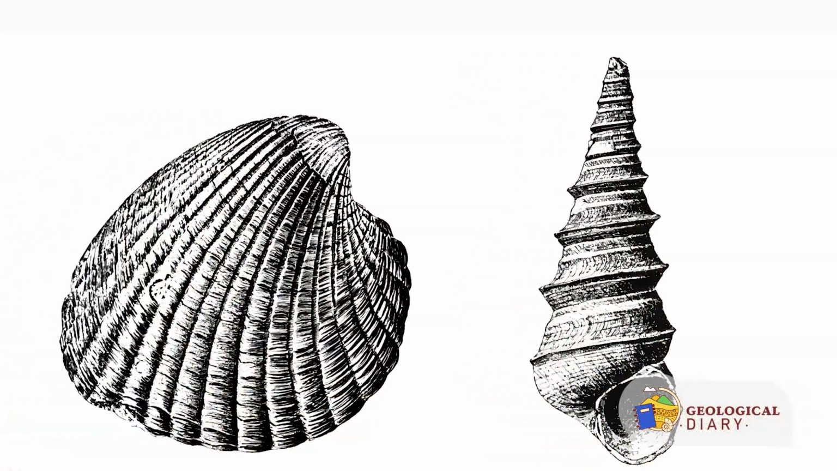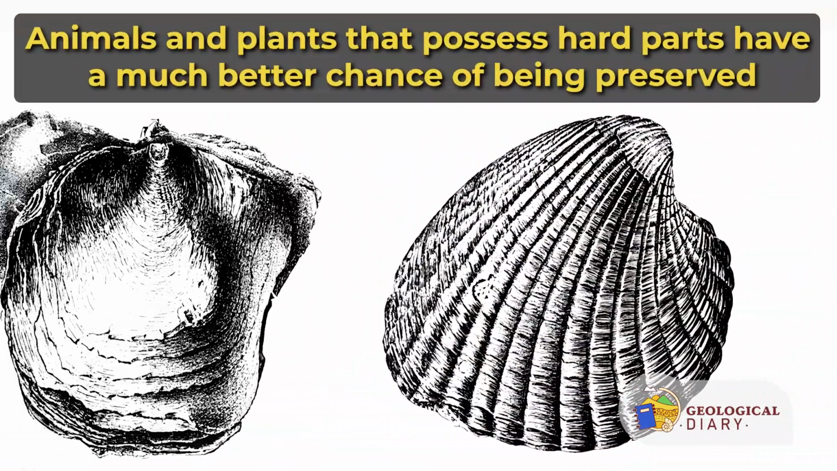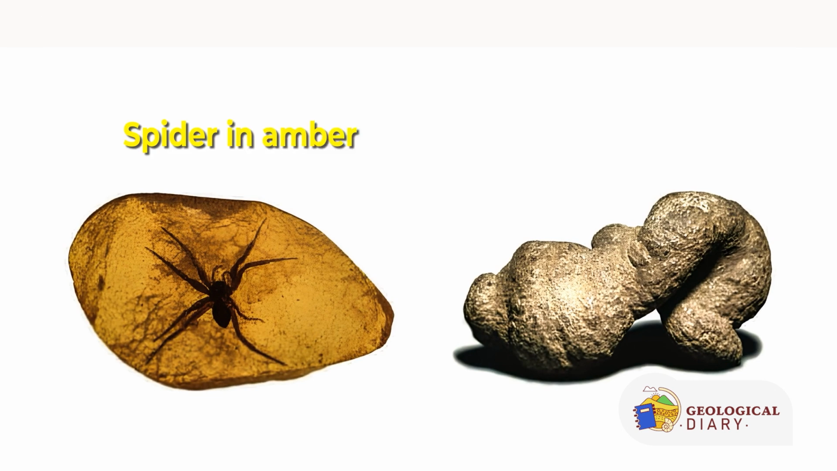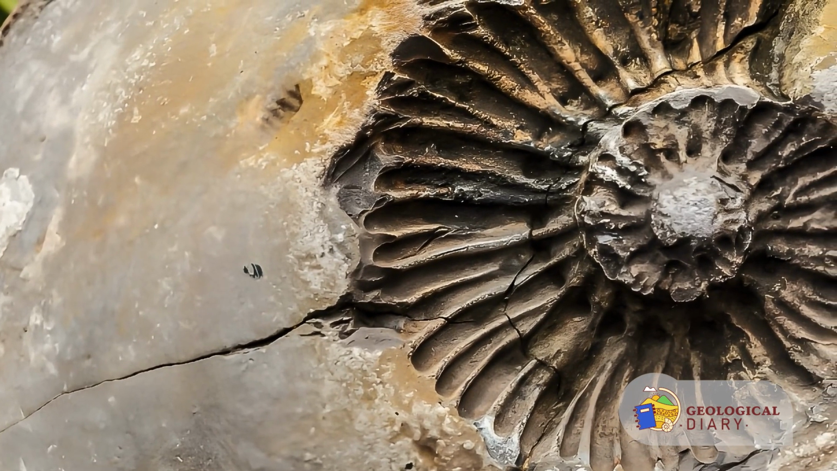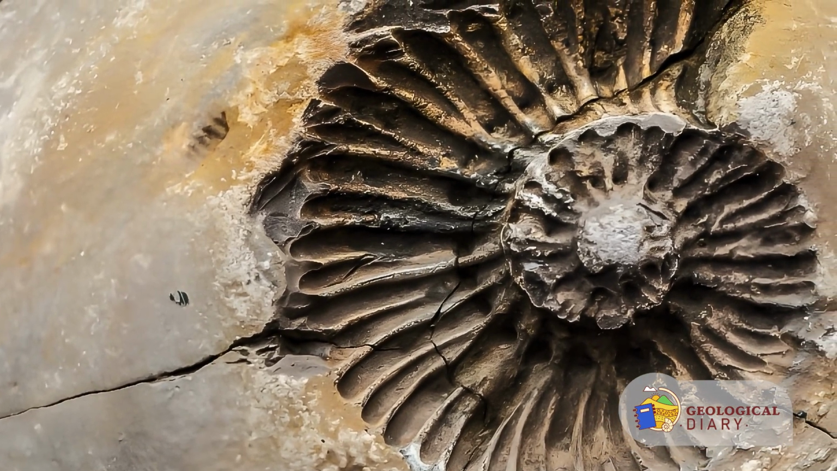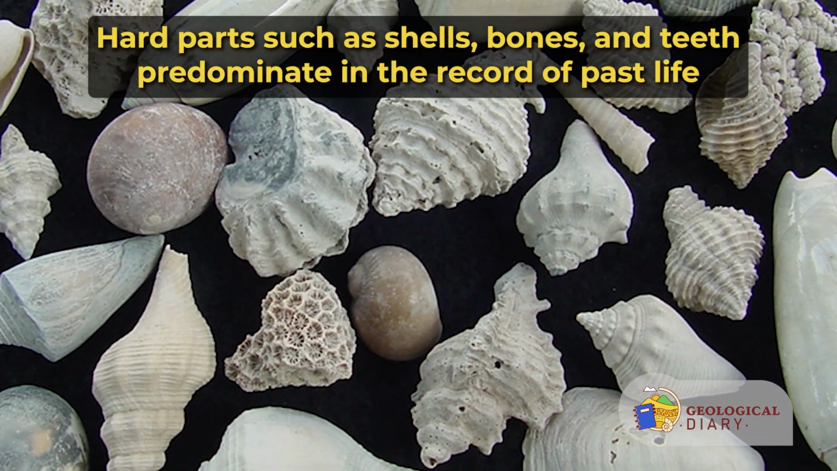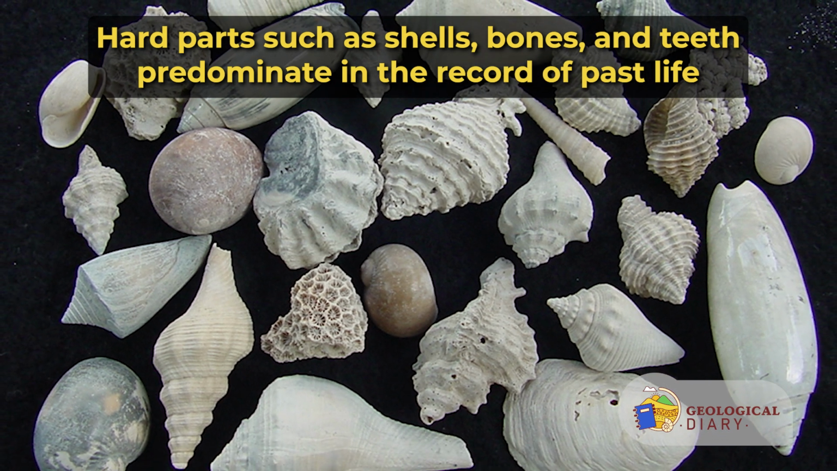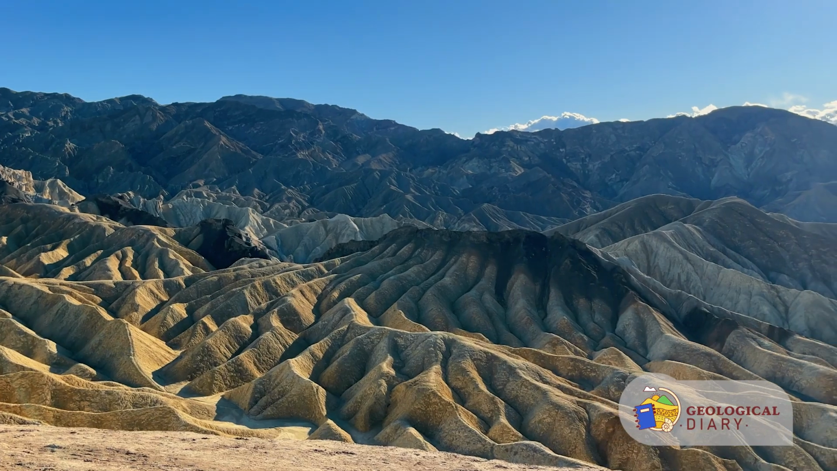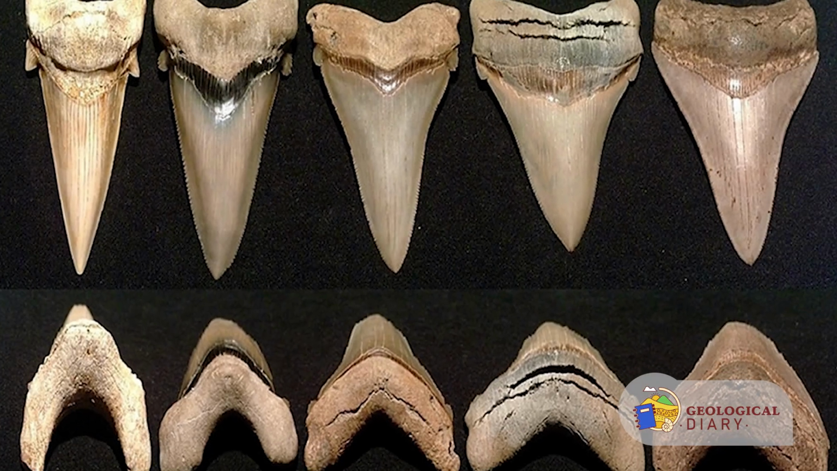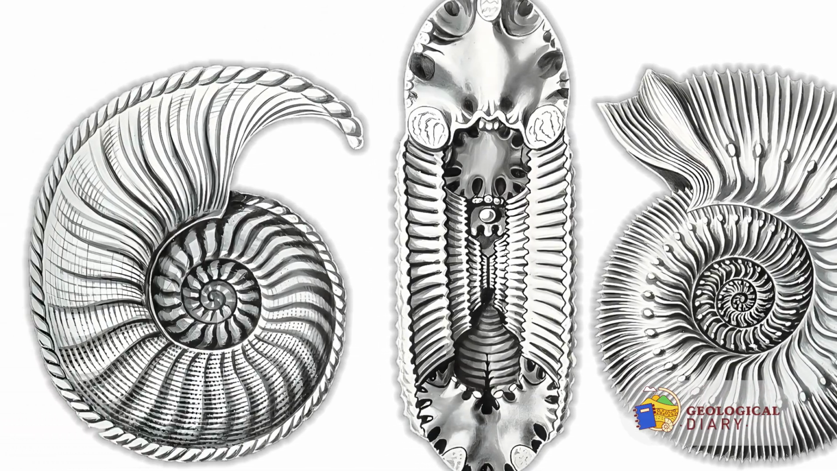In addition to the environmental conditions, animals and plants have a much better chance of being preserved if they are made of hard materials compared to their soft-bodied counterparts. Soft tissues usually decay so rapidly that preservation is the exception and not the norm. Hard parts such as shells, bones, and teeth predominate in the record of past life. Perhaps the most popular among these examples are dinosaur skeletons, shark teeth, and ammonites or any other shelly fauna.